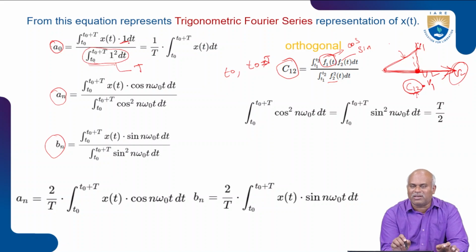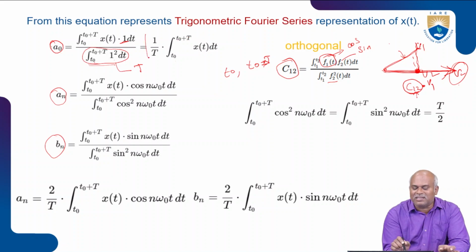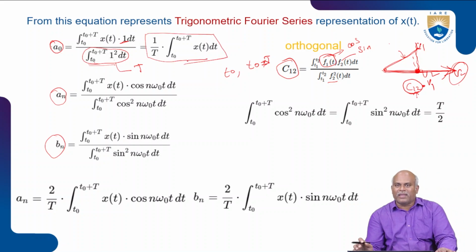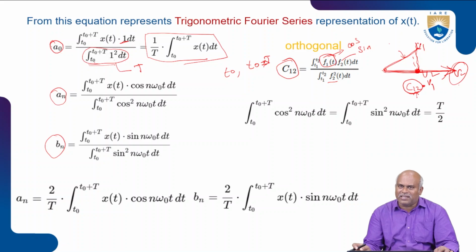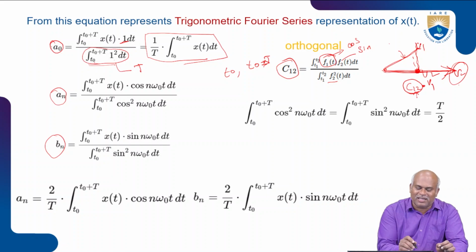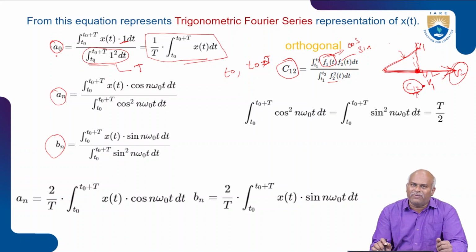The remaining portion, what is that? Integration of t0 to t0 plus T of x of t dt is there. This is a0, the Fourier series coefficient. This a0 Fourier series coefficient is represented as a magnitude value of the signal under the orthogonal condition of the initial state, that is a0. Next we go for the next state.